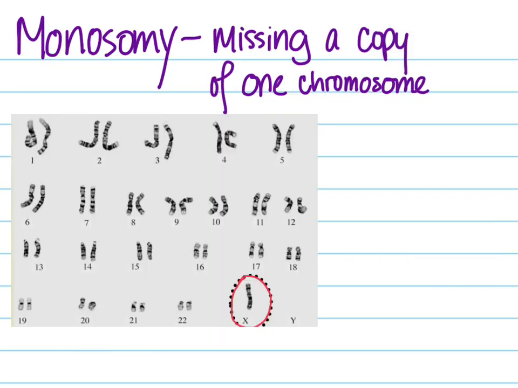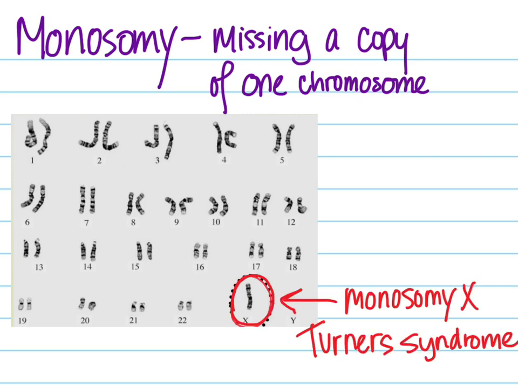It's also possible to see something called a monosomy, missing a copy of one chromosome. So instead of a pair of chromosomes, we see one position that has a single chromosome. This is monosomy X, also known as Turner syndrome.